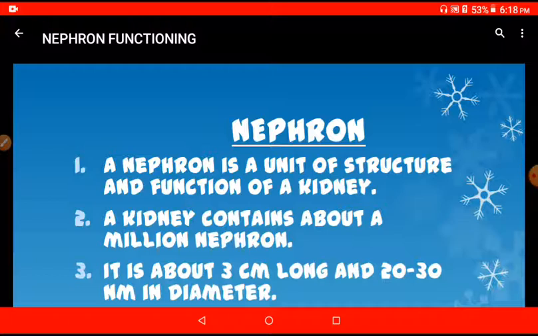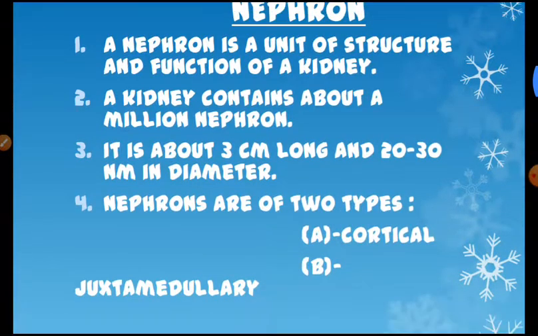How many nephrons are present in each kidney? More than 1.2 million nephrons are present in each kidney. Are there any functional differences, any types in the nephrons? Yes, there are two types, according to their relative position in the cortex. Do you know what is cortex? Cortex and medulla are the two parts of the kidneys.